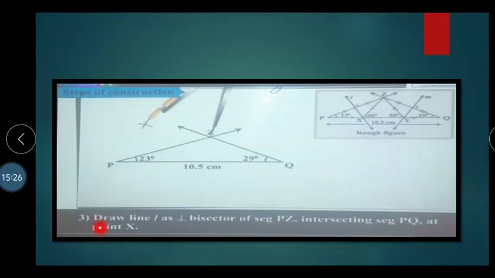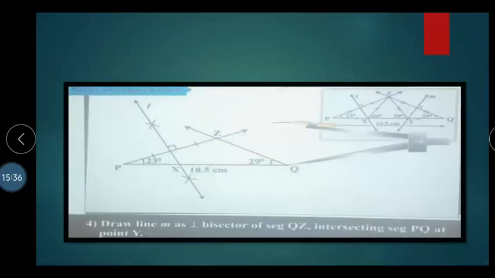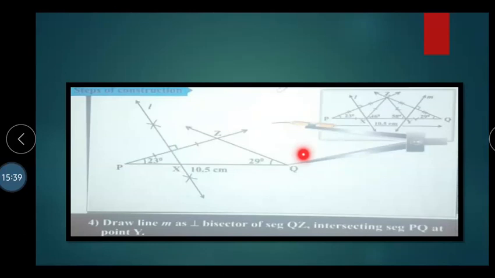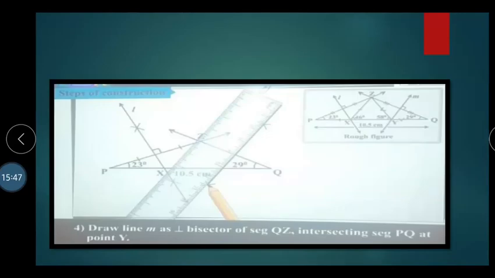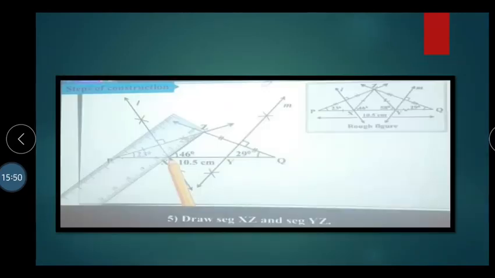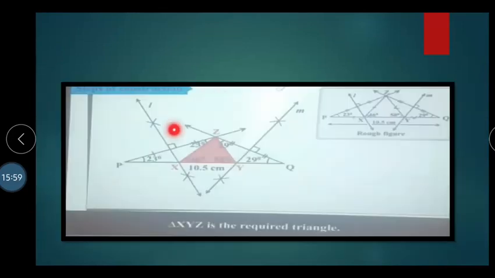Step number 3. Draw line L, the perpendicular bisector of seg PZ, intersecting PQ at point X. Similarly, draw line M as the perpendicular bisector of QZ intersecting PQ at point Y. Next step, draw seg YZ and seg XZ. Therefore, triangle XYZ is the required triangle.